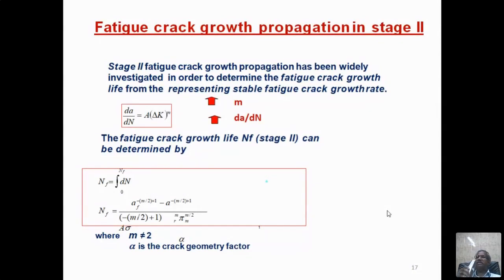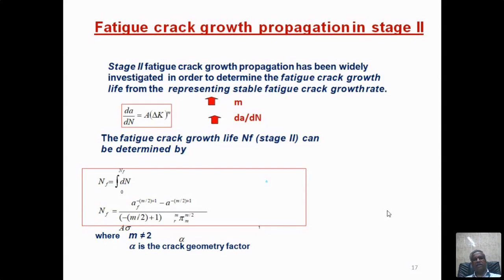Even if you change the structure, there will be a change in the m and C values. For old conventional materials, these m and C values are available in the handbooks. For new materials and new processes, you need to evaluate m and C and substitute them in this equation, and you will get da/dN.